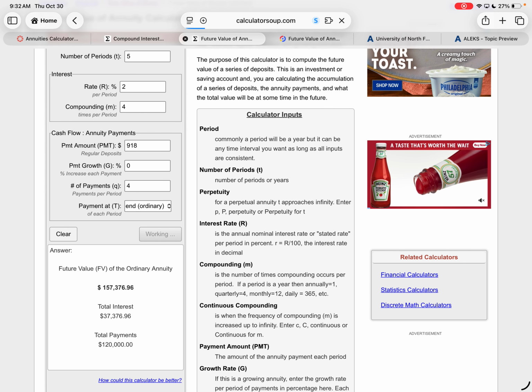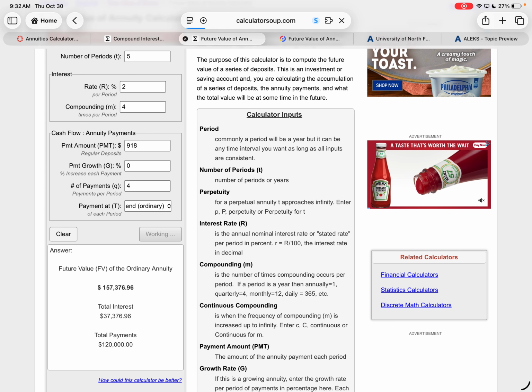The other thing that we don't ever have to change here is this last drop-down box. This is when you do the payment. Do you do it at the beginning of the quarter or at the end of the quarter? We never change that. ALEKS always does the end. That's called an ordinary annuity.